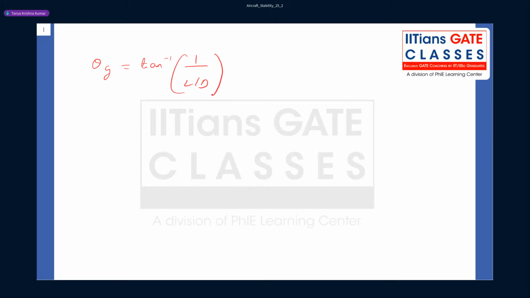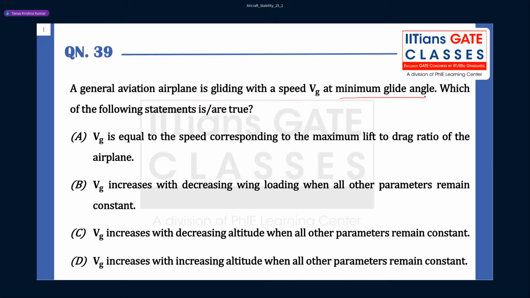Now, if I say minimum glide angle, when does this occur? At L by D max. So, theta g minimum will occur at tan inverse 1 by L by D max. Correct? Okay, so this is the first point that we have to see. Let's look at the first option. Vg is equal to speed corresponding to maximum lift drag ratio of the airplane. So this is true? Correct.